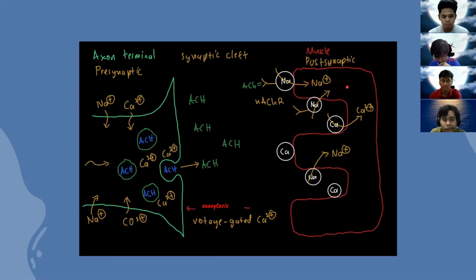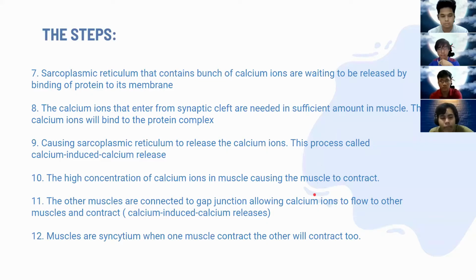After the influx of sodium ions, calcium will enter the muscle cell. After the calcium ions are sufficient in the muscle, this process is called voltage calcium release.